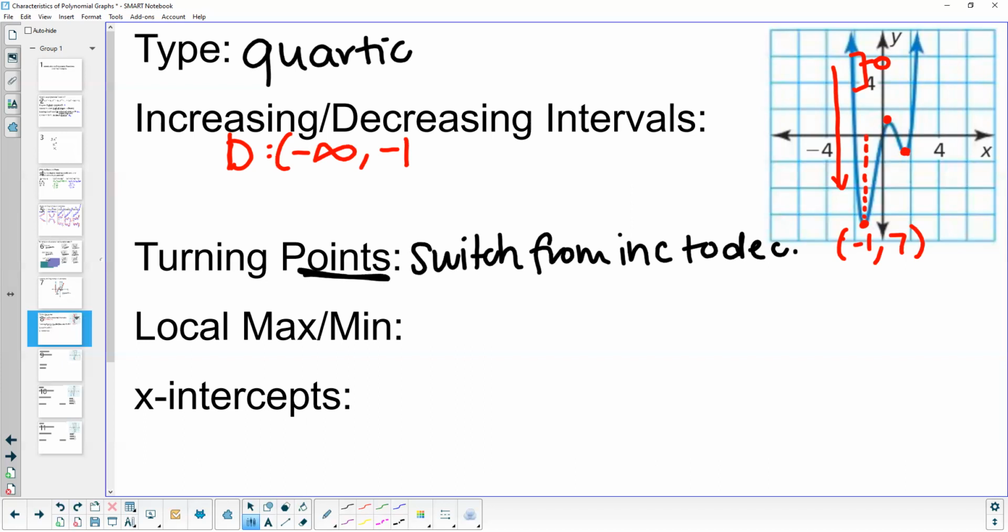Now, I'm not always going to ask you to identify exactly what that point itself is, but to label where that point is on our table here. Because it's switching at (-1, 7), I know that I'm decreasing from negative infinity to -1. And notice how those are just my x values. So we care about the interval of x values where it's decreasing, which is what we're looking at here.